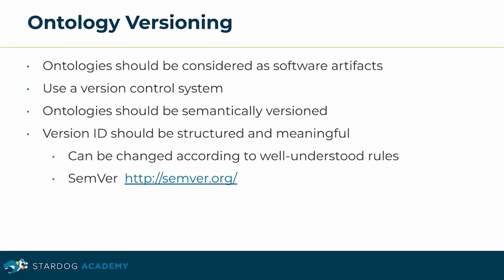Another aspect that is important for ontologies, as with software artifacts, is ontology versioning. You should use a version control system, and you should be able to semantically version your ontologies. The version ID should be structured and meaningful, and should be able to be changed according to well-understood rules. Semantic version specification is a good proposal to be using for ontology versioning definition.